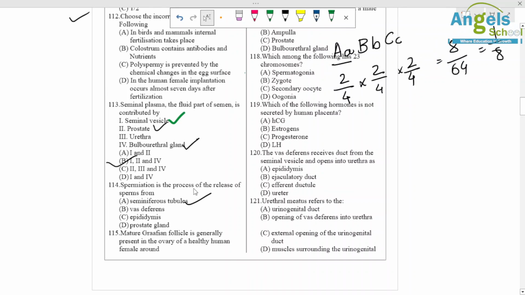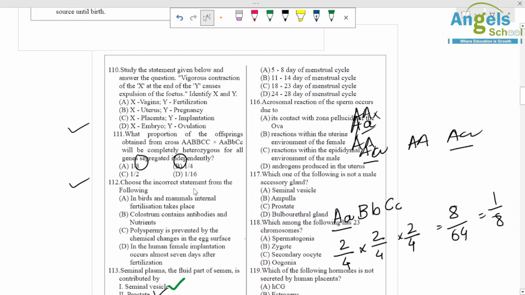Okay, so the days given to you are 5 to 8 days of the menstrual cycle and 11 to 14 days. Okay, so on 11 to 14 days, the mature Graafian follicle is present.